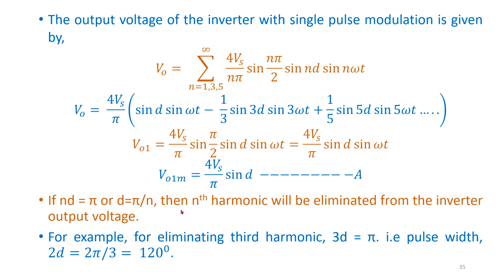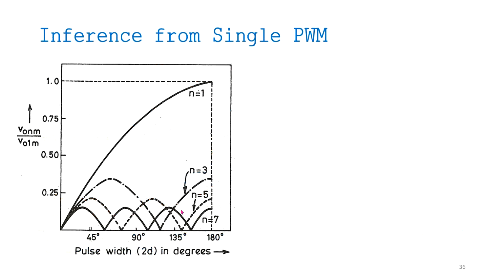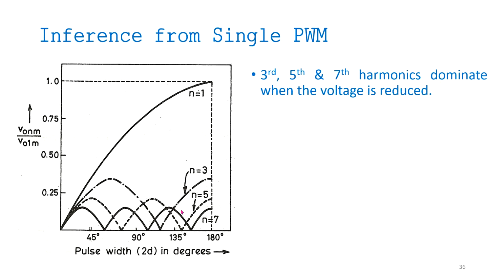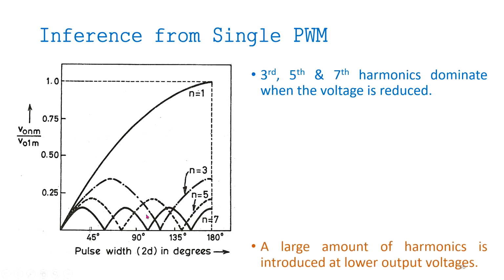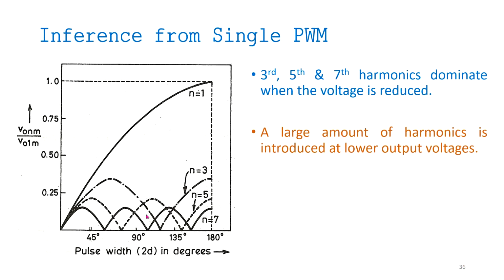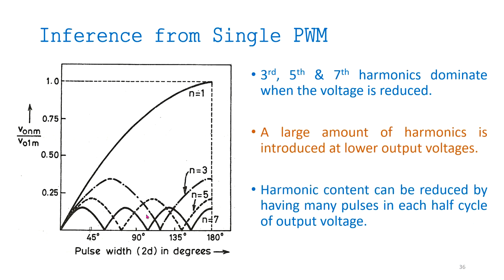Interference from the single width is affected. Yes, the third, fifth, and seventh harmonics dominate when the voltage is reduced. If you go to the smaller side, small voltages, then these harmonics are extremely dominant. Lower voltages contain a large amount of harmonics. Harmonic content can be reduced by having many pulses in each cycle of the output, not a single pulse. So you should have many pulses.